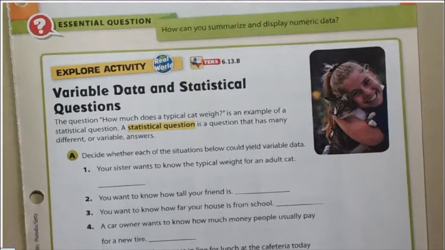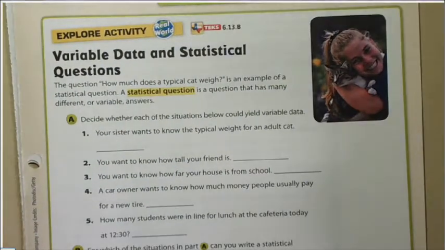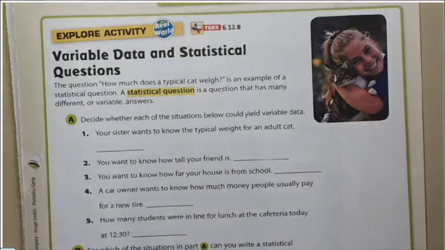So it starts out and says, how much does a typical cat weigh is an example of a statistical question. A statistical question is a question that has many different or variable answers. So a variable means a different outcome. So if you're playing checkers with your grandpa and the first game it takes you 6 moves to beat him, it doesn't necessarily mean that it will always take you 6 moves. It might take you 50 the next game.